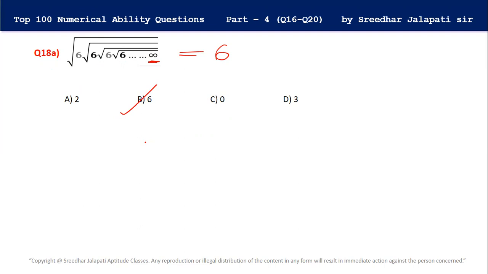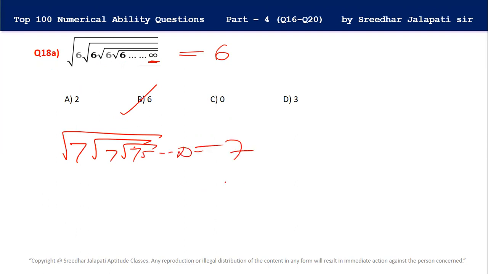Suppose it is something like under root 7, under root 7, under root 7, and so on up to infinite terms, it is 7 again. Right? Okay.